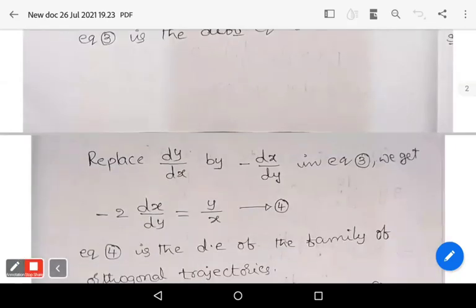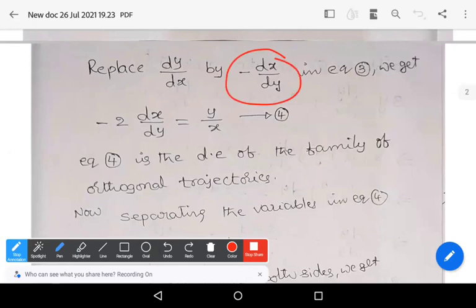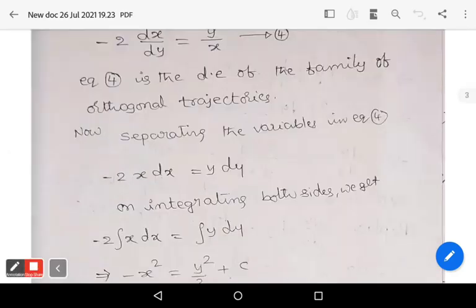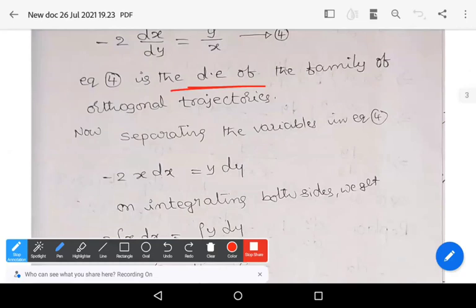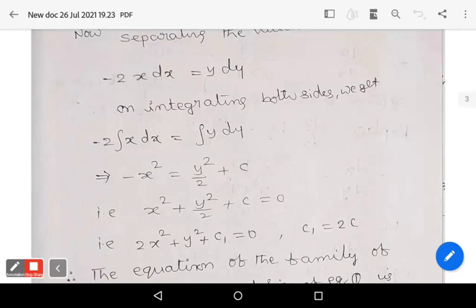Now replace dy by dx with minus dx by dy in equation 3. We get minus 2 dx by dy is equal to y by x. Equation 4. Observe that equation 4 is the differential equation of the family of orthogonal trajectories. Let us use the variable separable method. We get minus 2x dx is equal to y dy. On integrating both sides, we get this.